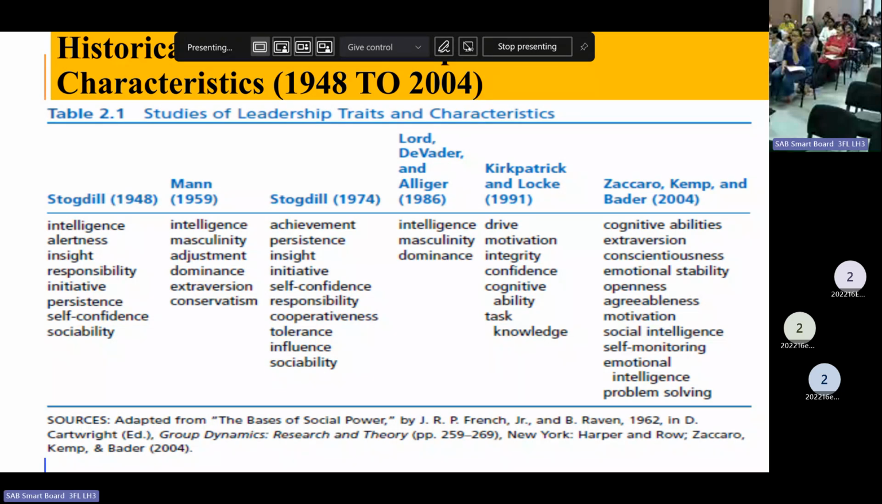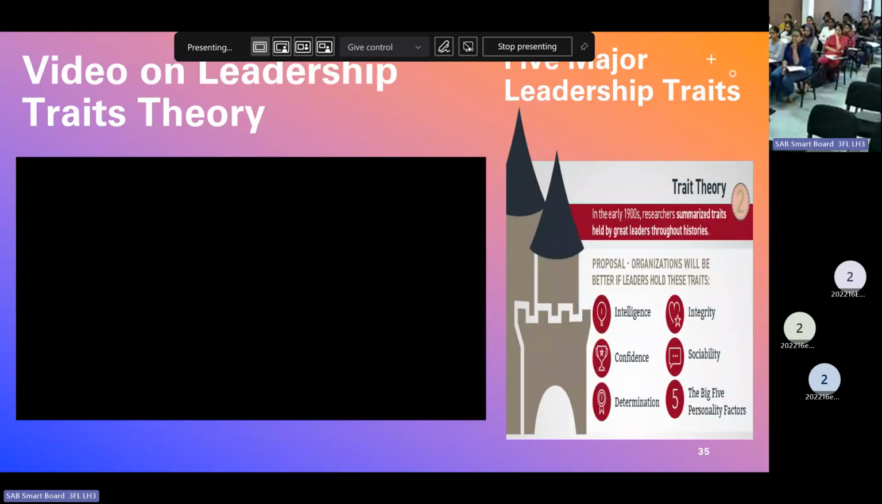Same skill area, and he's one of the leading leadership researchers. Here he identified something different: intelligence, achievement, persistence, insight. So these things are changing, with continuous research, even 2017, and you will buy a 2020 book. Intelligent, dominant, adjustment, extraversion, conservation. All these things mean the study of leadership trait characteristics. Okay. So now you see the video.